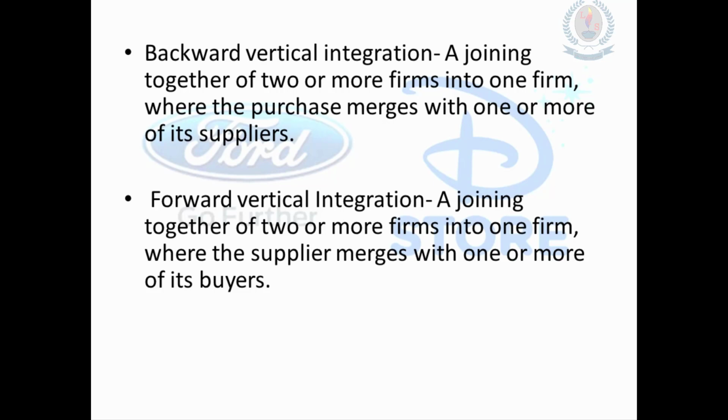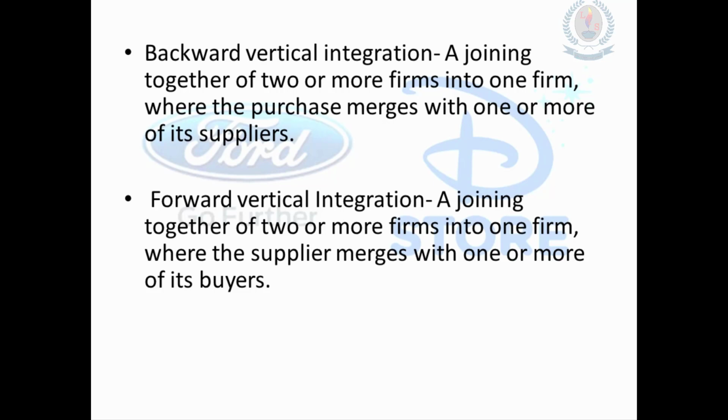So, here we are talking about very famous examples. An example of forward integration is Disney. Disney has pursued forward vertical integration by operating more than 300 retail stores that sell merchandise based on Disney's characters and movies. This allows Disney to capture profits that would otherwise be enjoyed by the stores.